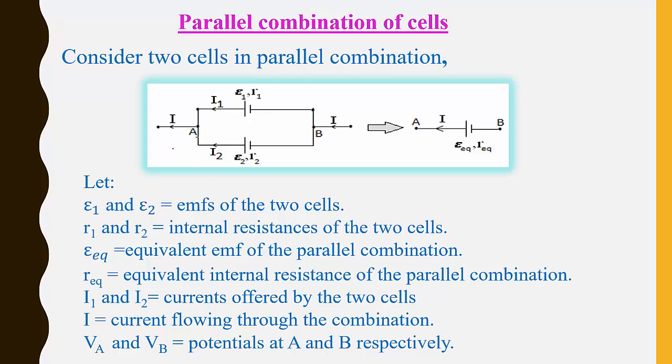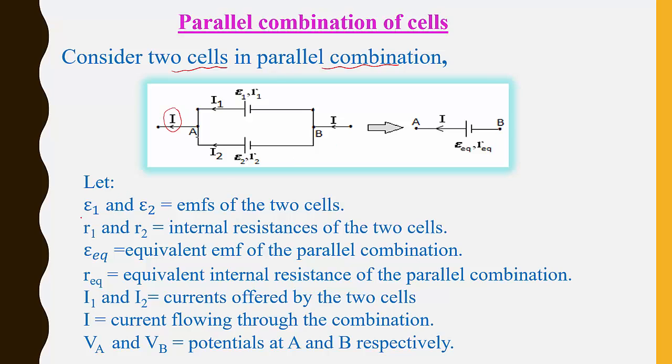So we consider two cells in parallel combination. The first cell has EMF E1 and internal resistance R1, and the second cell has EMF E2 and its internal resistance is R2. Main current is I, which is flowing from the terminal A to the terminal B. Instead of using these two cells, by replacing them, we can consider a single equivalent cell having EMF EEQ and internal resistance REQ. You can observe the points here.